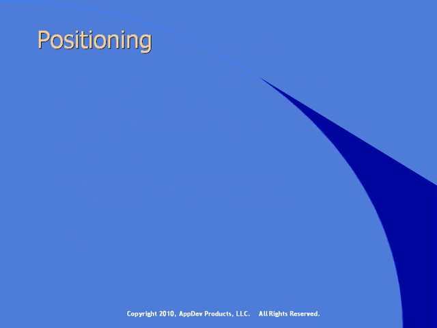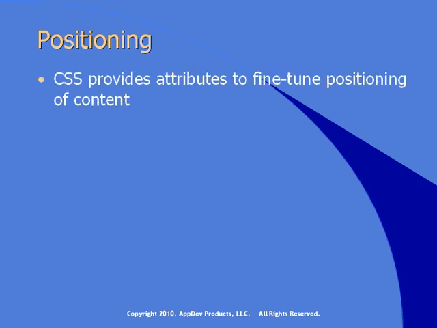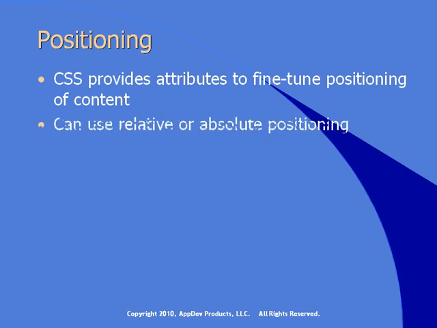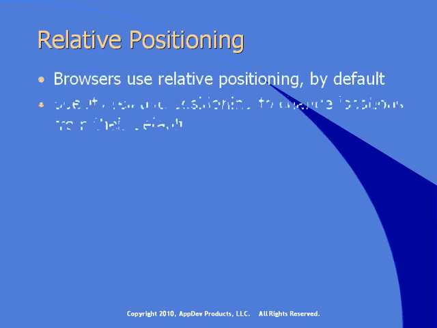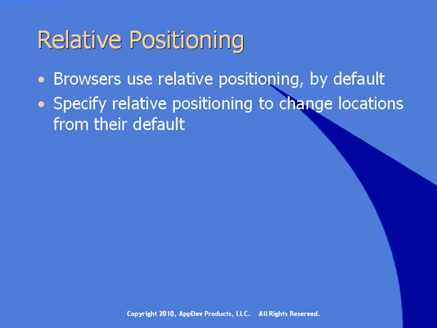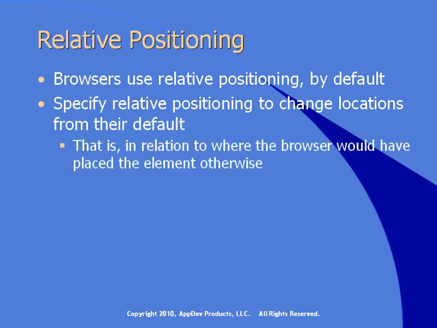Now, when it comes to positioning, CSS provides attributes to fine-tune the positioning of your content. And this is one of the main uses of CSS, and that is to position things specifically on the page. And you can use relative or absolute positioning. If you choose relative positioning, well, that's the default for most browsers. You specify relative positioning to change locations from their default. That is, you tell it how far to move it from where it would have been if you hadn't specified anything. That is, it's in relation to where the browser would have placed the element otherwise.